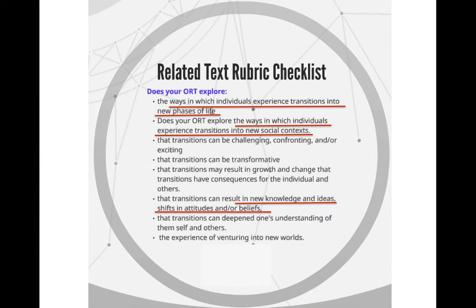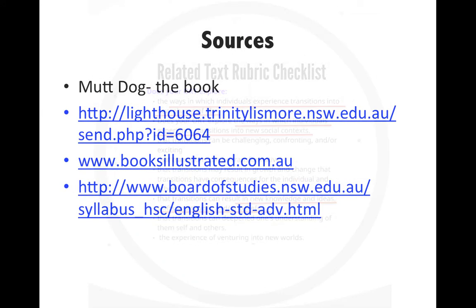Here I have added the rubric for choosing an ORT for this module. It is clear that Mutt Dog ticks off all these statements, and in particular how individuals experience transitions into new phases of life and ways in which individuals experience transitions into new social contexts. Choosing this ORT will enable students to achieve their best results as well as enhancing their knowledge of the module in the process.